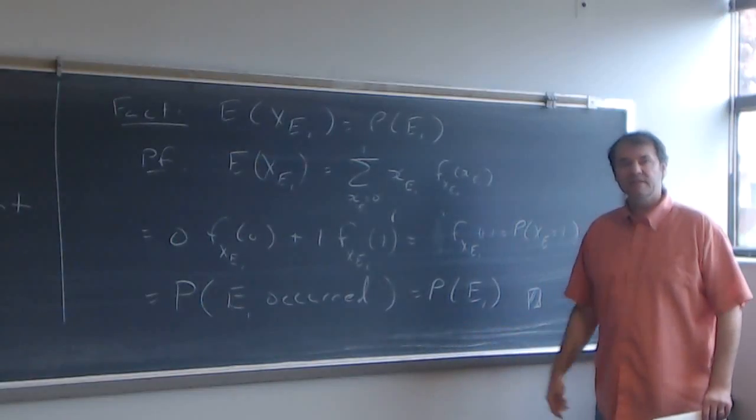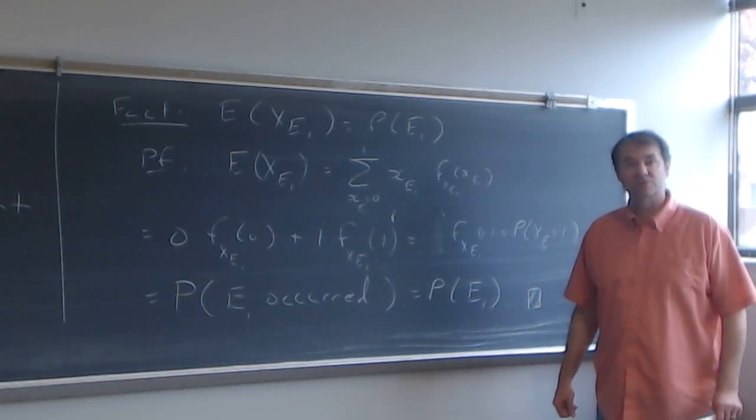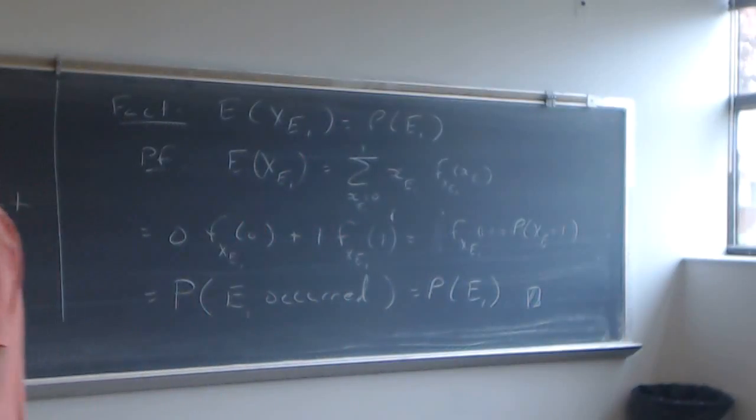We had seen this type of logic when we did Markov's inequality. So I used that indicator function I for a certain event in Markov's inequality. You might remember that.